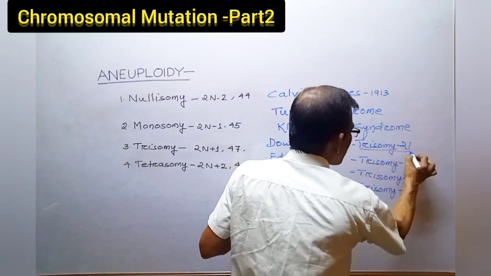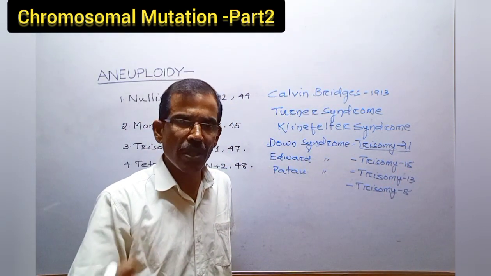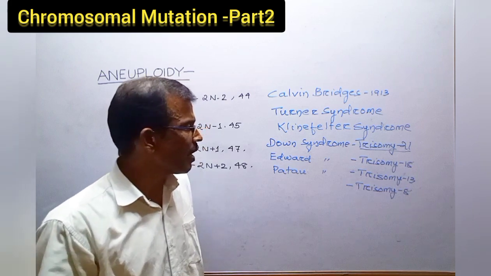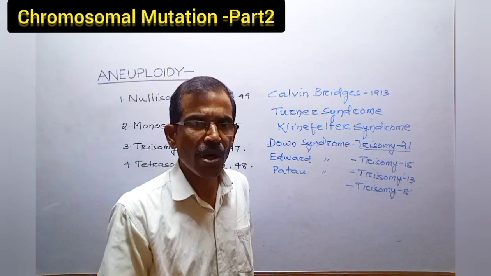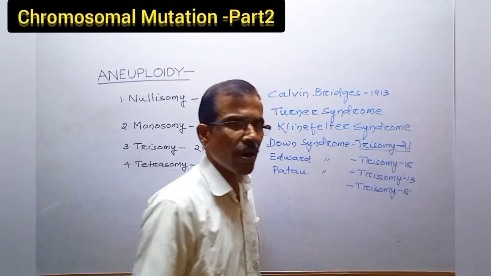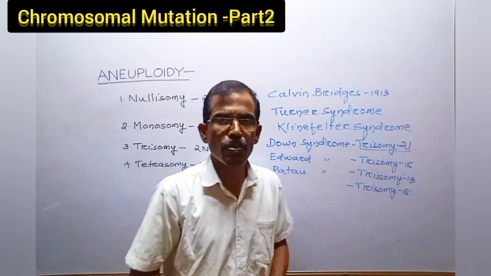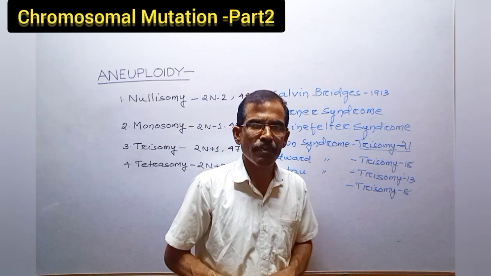Trisomy 21 means there are 3 copies of chromosome 21. Similarly, in trisomy 18, there are 3 copies of chromosome 18. So these are the examples of autosomal aneuploidy. So friends, this is all about aneuploidy.